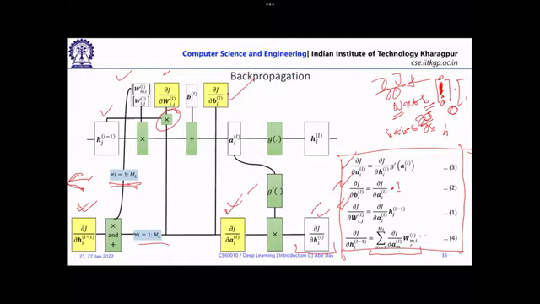But remain convinced that if you can compute this del J del O, then it is done, because the O is just H^L, capital L, right? And then from that, L minus 1 and so on, you can. Yeah, that's a good question. Any other question?